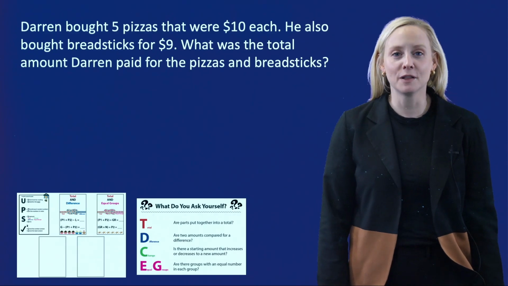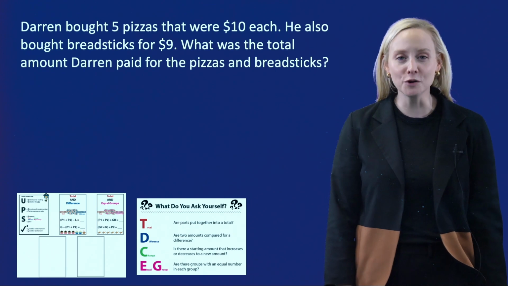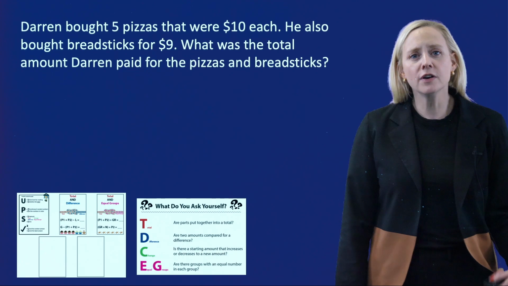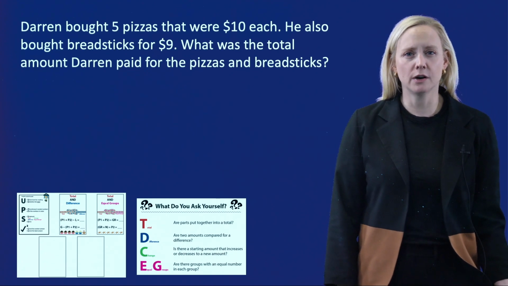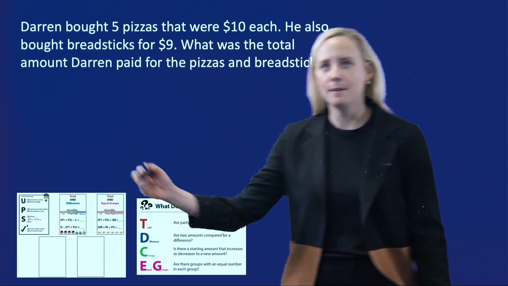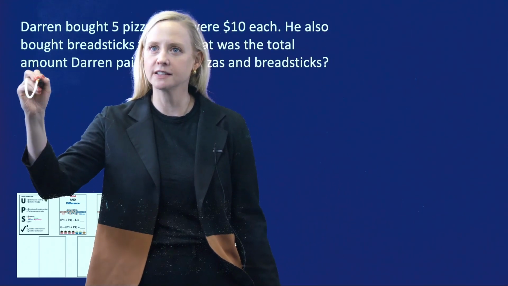I'll see you shortly. Now let's take a look at an example of a multi-step total and equal groups problem where we're using our second equation here. First, we always want to check for a table or a graph. I don't see a table or a graph, but if I did, I would number it. I'm going to go ahead and write UPS check on the side here.